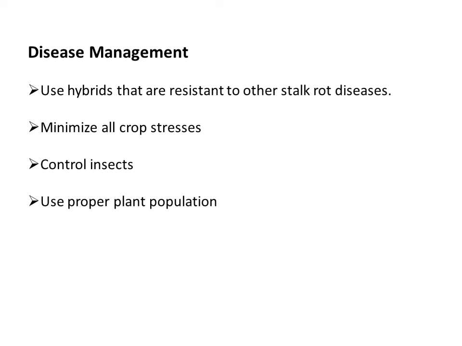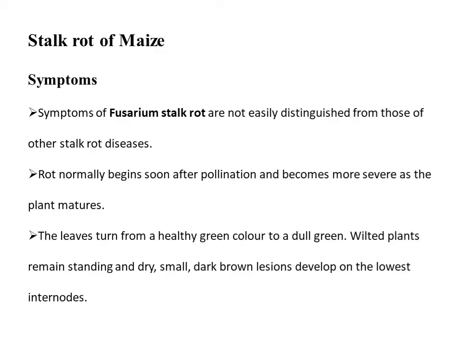Use hybrids that are resistant to stalk rot diseases. Minimize all crop stresses, such as stress from fertilizer application, water stress or other stress conditions. Control insects and use proper plant population. Another stalk rot is caused by Fusarium, usually distinguished from the other stalk rot diseases.